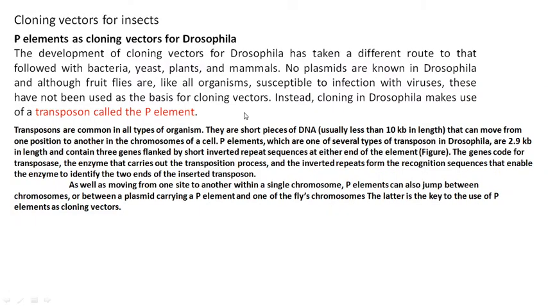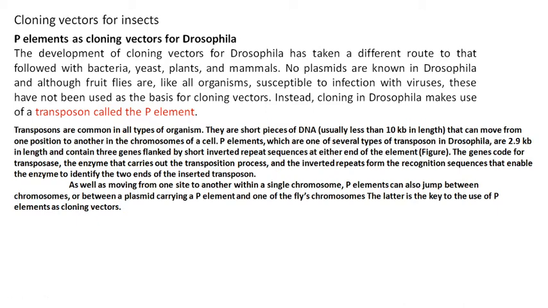Now I will discuss the cloning vector for insects. As you know, Drosophila is the most widely used organism in insect genetics. The P element is used as a cloning vector for Drosophila. What is the P element? It is a transposable or jumping gene. Transposons are found in all organisms, and they are short pieces of DNA, usually less than 10 kb in length. They can move from one position to another in the chromosome of the cell. The P element, one of several types of transposons in Drosophila, is 2.99 kb in length and contains 3 genes flanked by short inverted repeats.